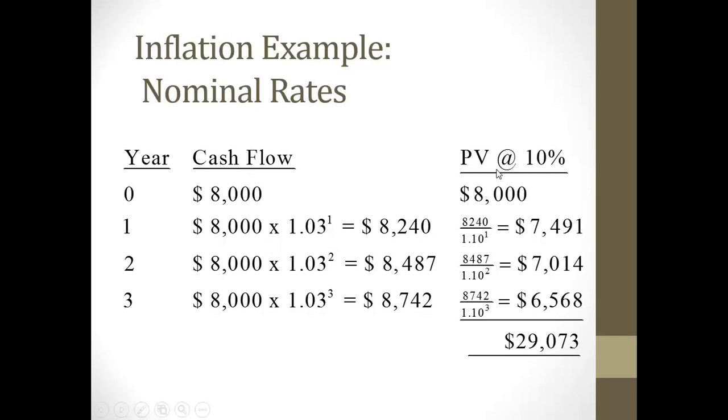So when we need to find out this present value, we have the actual or the nominal cash flows of 8,000, 8,240, 8,487, and 8,742. We have to discount these actual cash flows by the actual rate of interest or the nominal rate of interest, which is 1.1. So the first present value is 8,240 divided by 1.1, 8,487 divided by 1.1 squared, and 8,742 divided by 1.1 to the power 3. Add these up. This is my present value at 10% for this project.